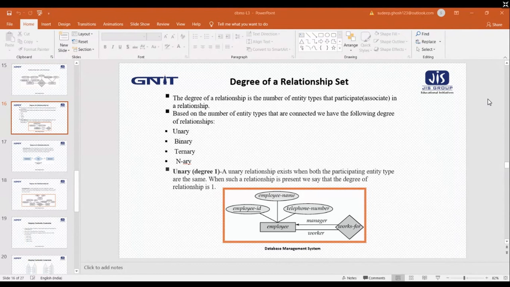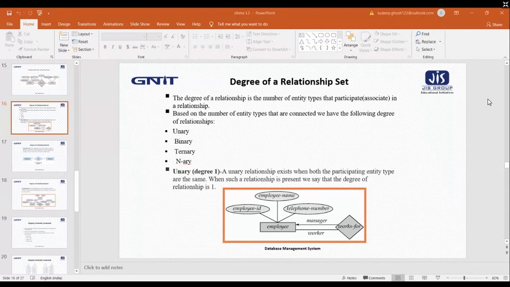And many to many, that is employee works for project. If it is the employee set and it is the project set, then employee A1 is working for the projects B1 and B2, and the B1 project has the employees A1 and A2. Now A2 is working for B1 also, and A3 is working for B3. Similarly, A4 is also working for B3. So it is many to many cardinality ratio or mapping cardinality constraints.